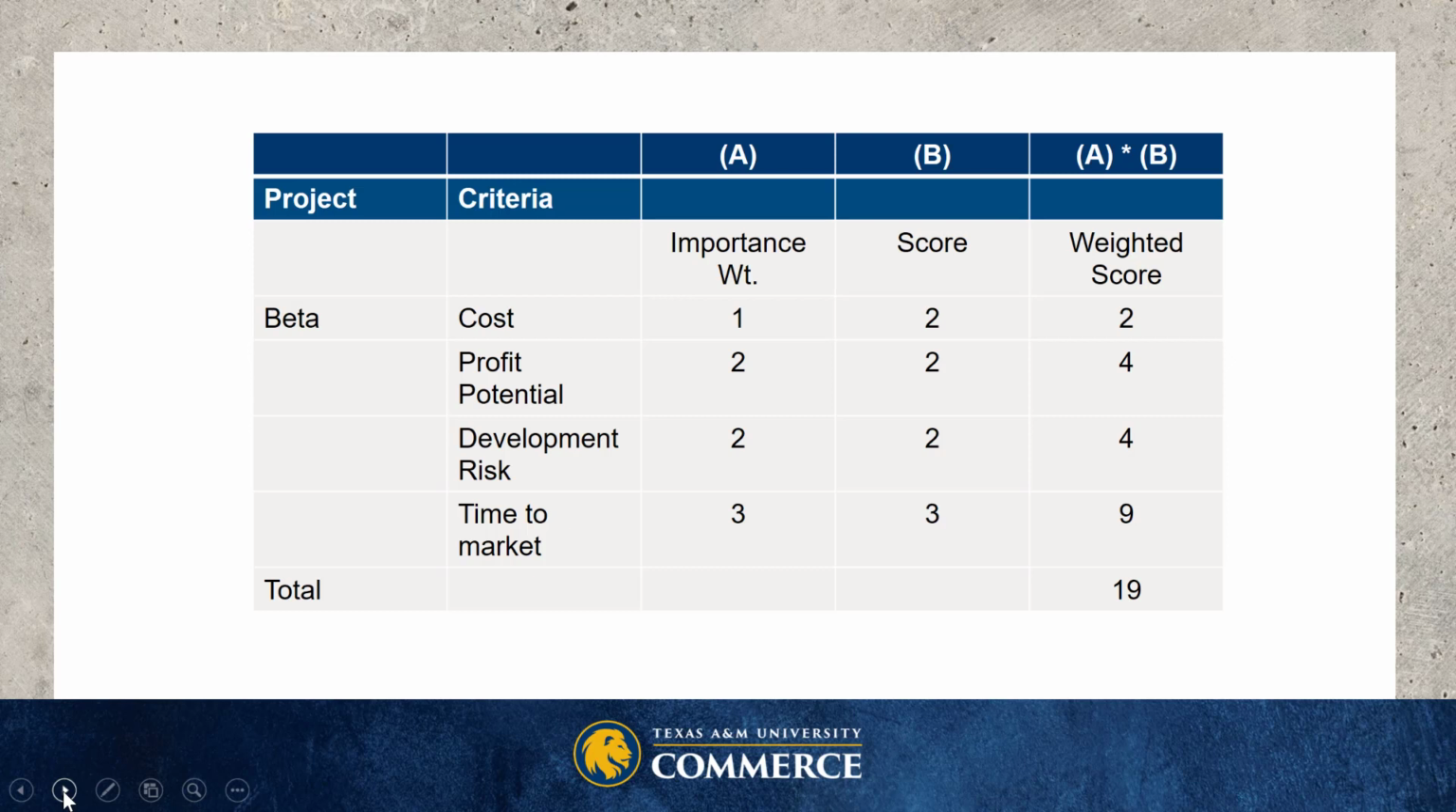And then here, look at time to market. The importance weight was 3, the score was a 3, so the weighted score is 9. So the total is 19, bringing Beta in far ahead of Alpha. And if you look in your textbook, I believe it's on page 85, the Gamma was 18, so Beta would be the best project to pursue based upon our criterion.